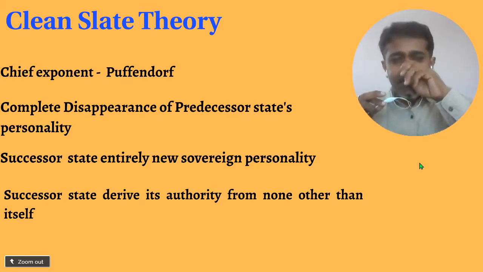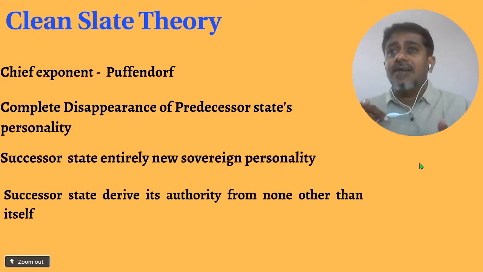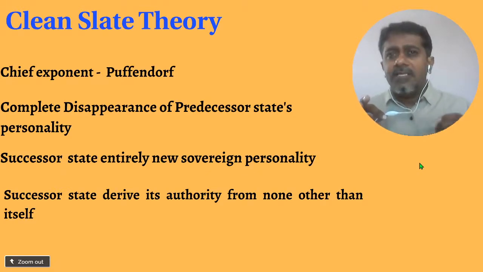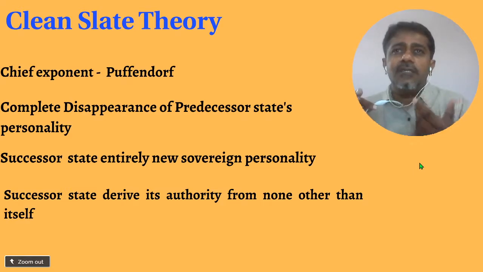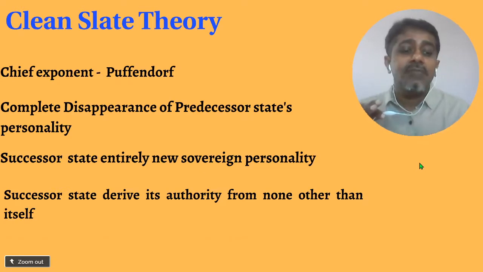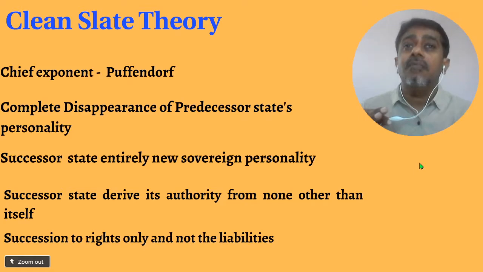If at all we say that a sovereign has received its authority from someone else, then we cannot consider that authority as a sovereign at all. So that is the basis. To say we are sovereign, sovereignty comes on its own, from within, by itself. Therefore, the successor state derives its authority from none other than itself. That being the case, there is no question of succeeding to the rights and obligations of some other state. If at all there can be a succession, they say, it is succession to rights only and not liabilities and obligations.